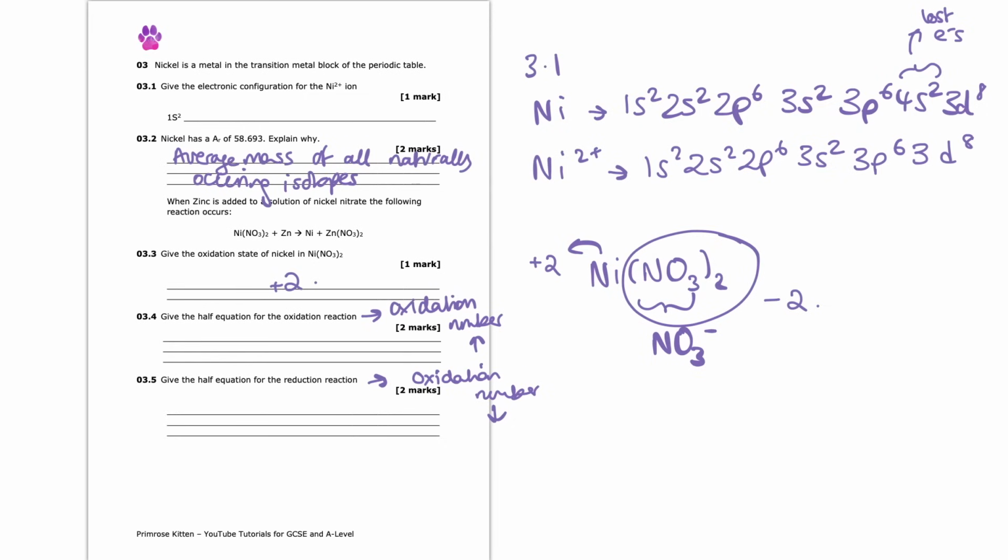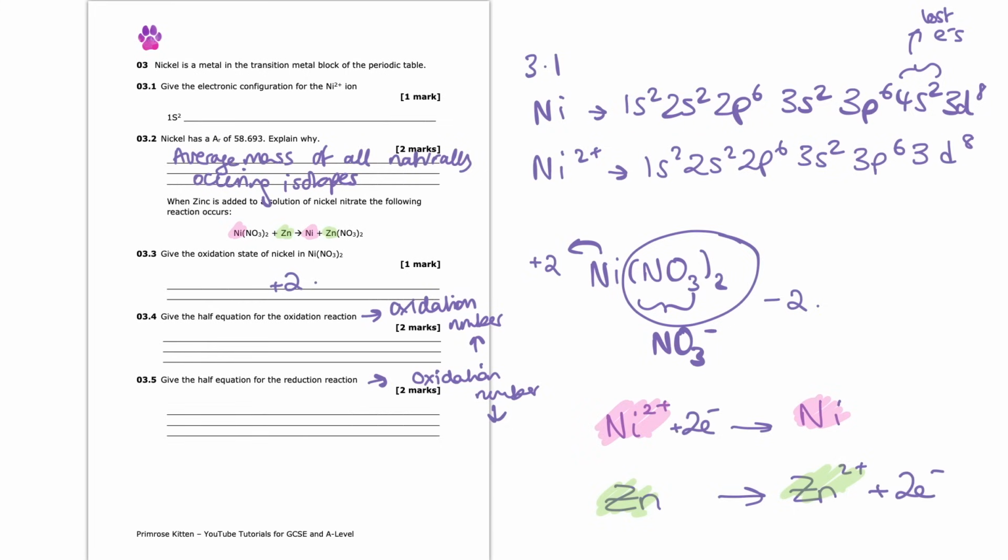But what we will have is nickel 2+ becoming nickel, and we're going to have zinc becoming zinc 2+. So just to show you where that's coming from, your nickel 2+ is coming from the nickel nitrate like we just said, and it makes a nickel. And on the other hand we have a zinc and we make a zinc 2+. Now these two little equations that I've written down haven't been balanced yet. We will need to add in a couple of electrons. So now they're balanced.